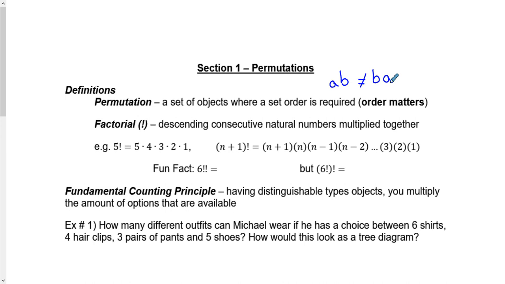An example of that would be like the weird people who put a sock on, then a shoe on, then a sock on, then a shoe on. It's very different than sock, sock, shoe, shoe.